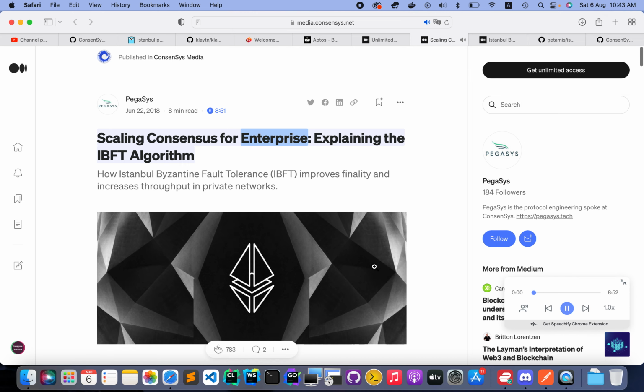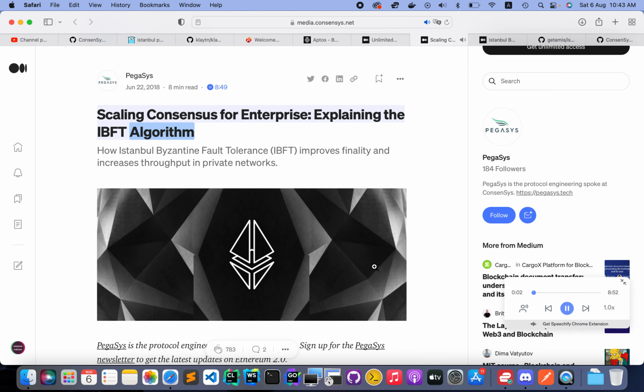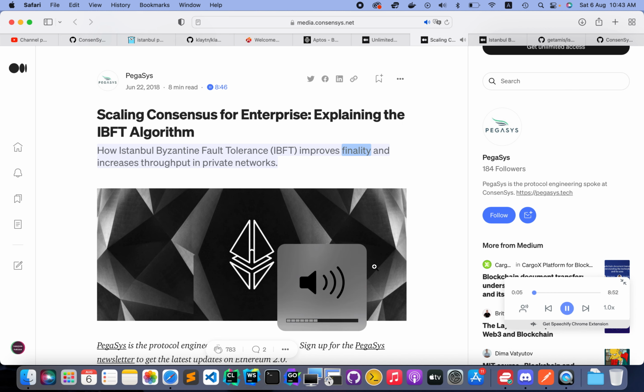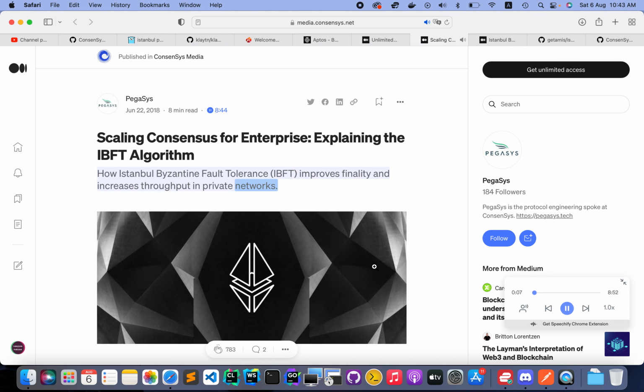Consensus for Enterprise, explaining the IBFT algorithm. How Istanbul Byzantine fault tolerance, IBFT, improves finality and increases throughput in private networks.